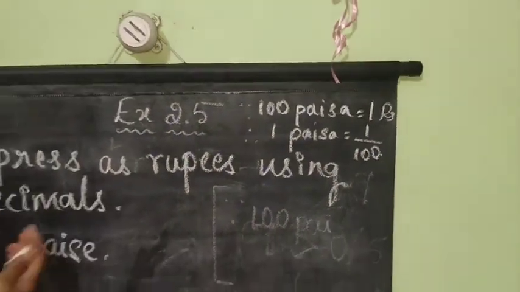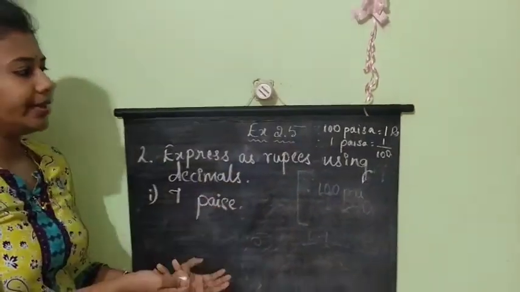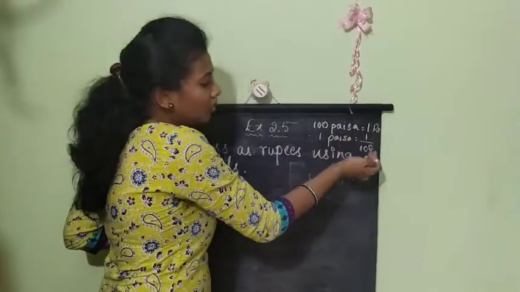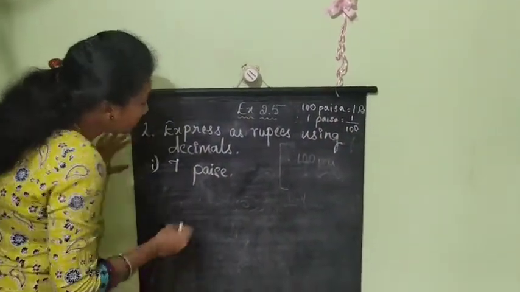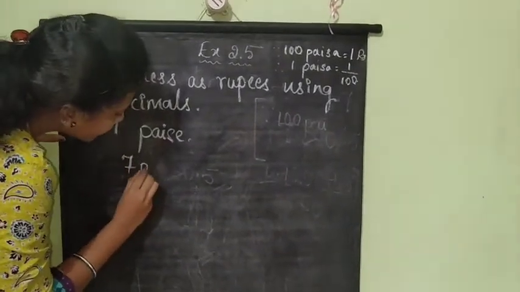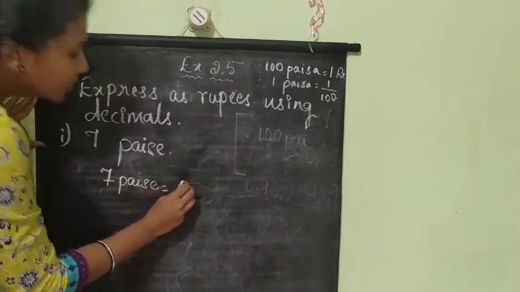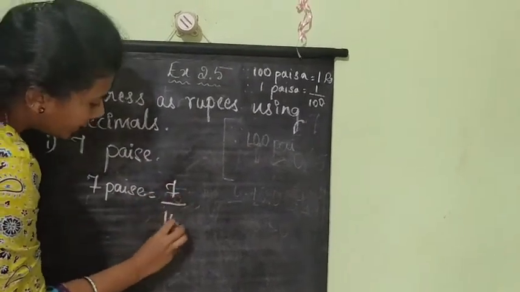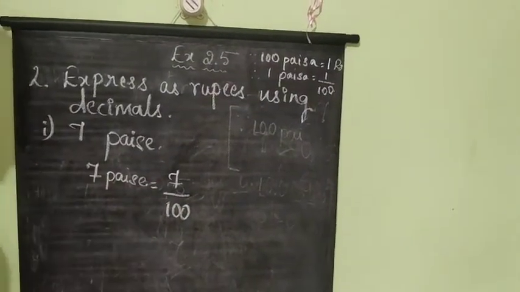So in the same way they have asked, convert 7 paisa into rupees. So how to convert it? If 1 paisa is equal to 1 by 100, then what is 7 paisa? So you can write it like 7 paisa is equal to 7 divided by 100. Okay, 7 paisa is equal to 7 divided by 100.